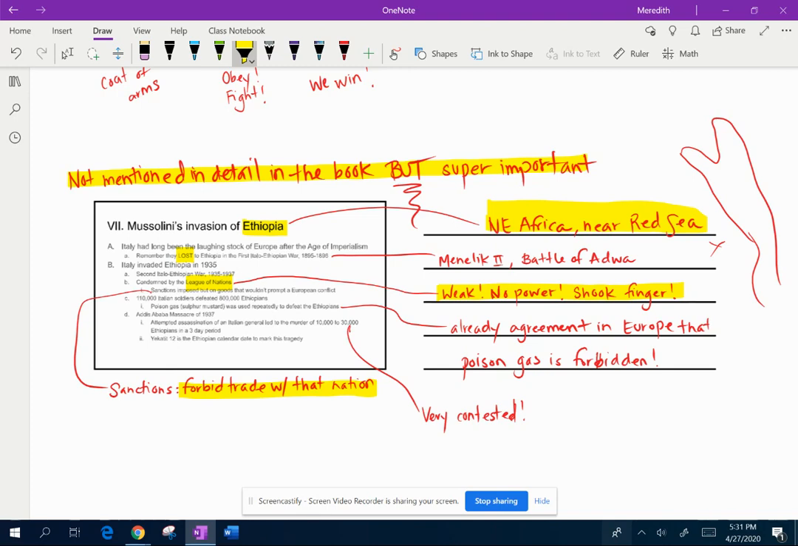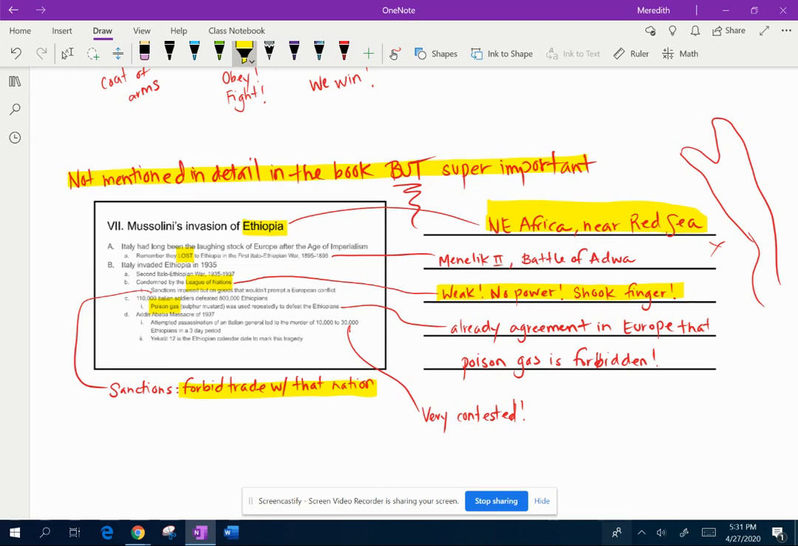One of those reasons is going to be a definite difference in technology available. Ethiopians didn't use modern warfare, so they didn't actually have the latest, greatest, and up-to-date machines. But one of the things that I want to highlight, which is why I'm doing this slide in the first place, is that the Ethiopians are going to be victims of poison gas.